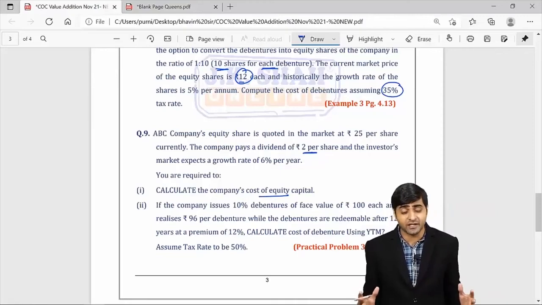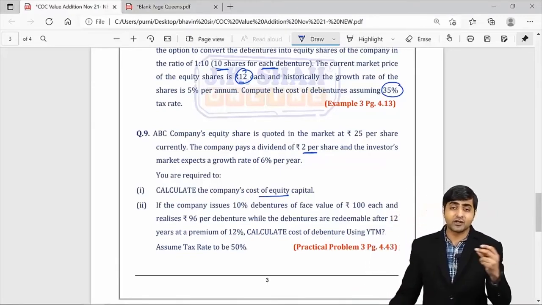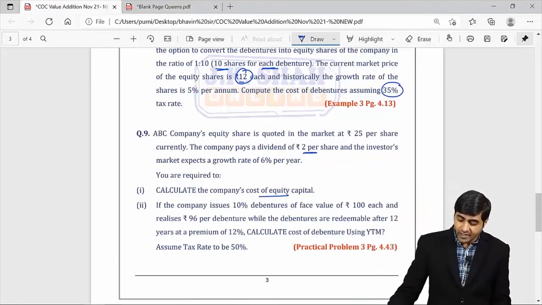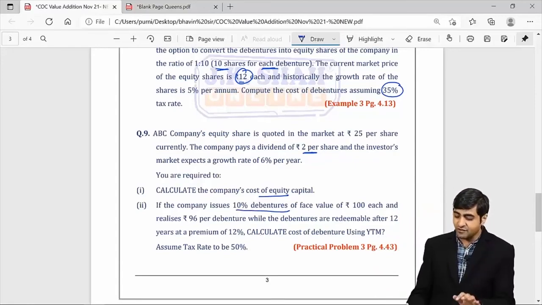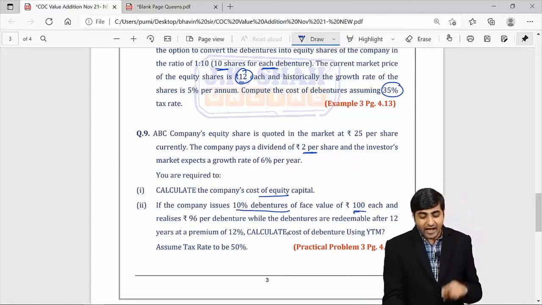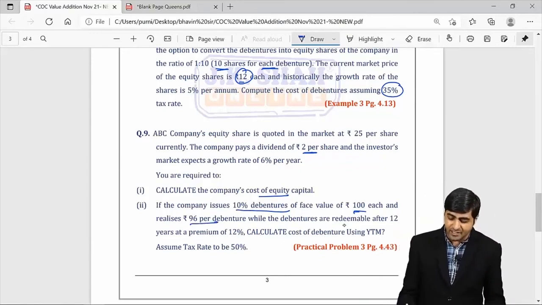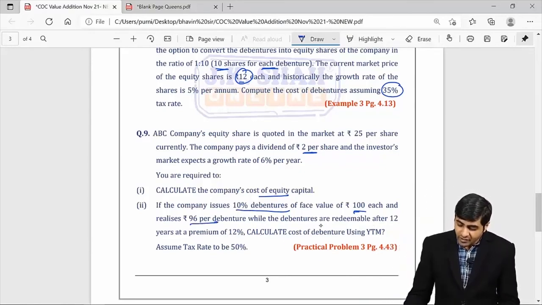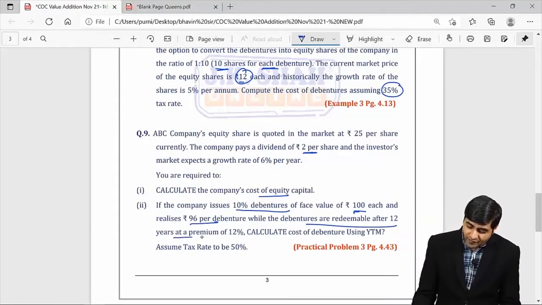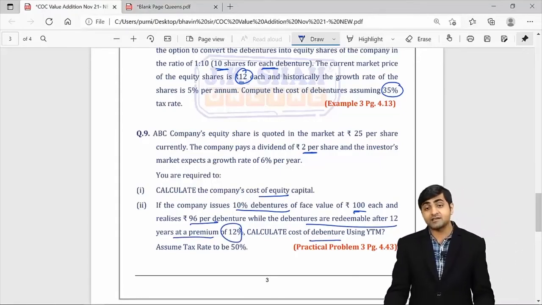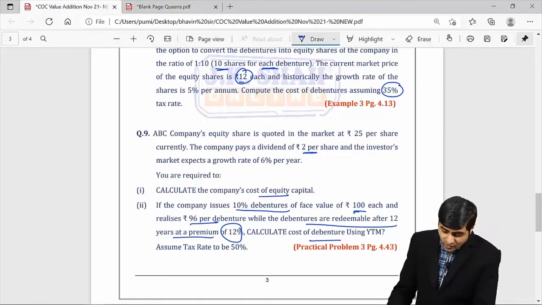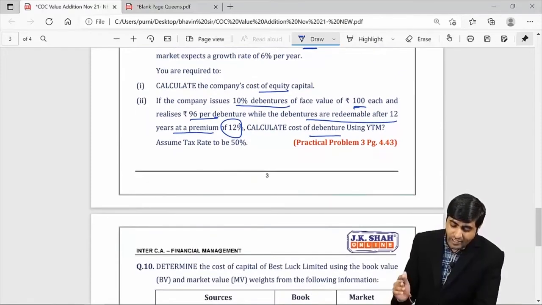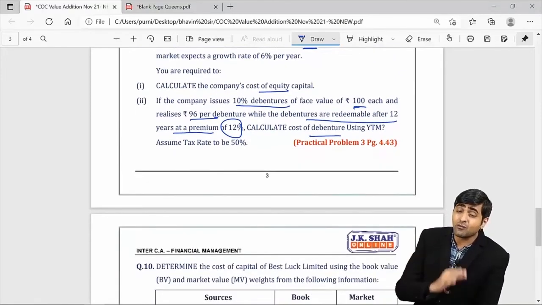on the basis of which you can use your dividend yield growth approach, D1 upon P0 into 100 plus G. And now in this second part, if the company issues 10% debentures of the face value of rupees 100 each and it realizes rupees 96 per debenture, while the debentures are redeemable after 12 years at a premium of 12%, you are required to calculate the cost of debentures using your yield to maturity, and the tax rate is 50%. So guys, in this particular question, now we are going to calculate the KD using YTM.